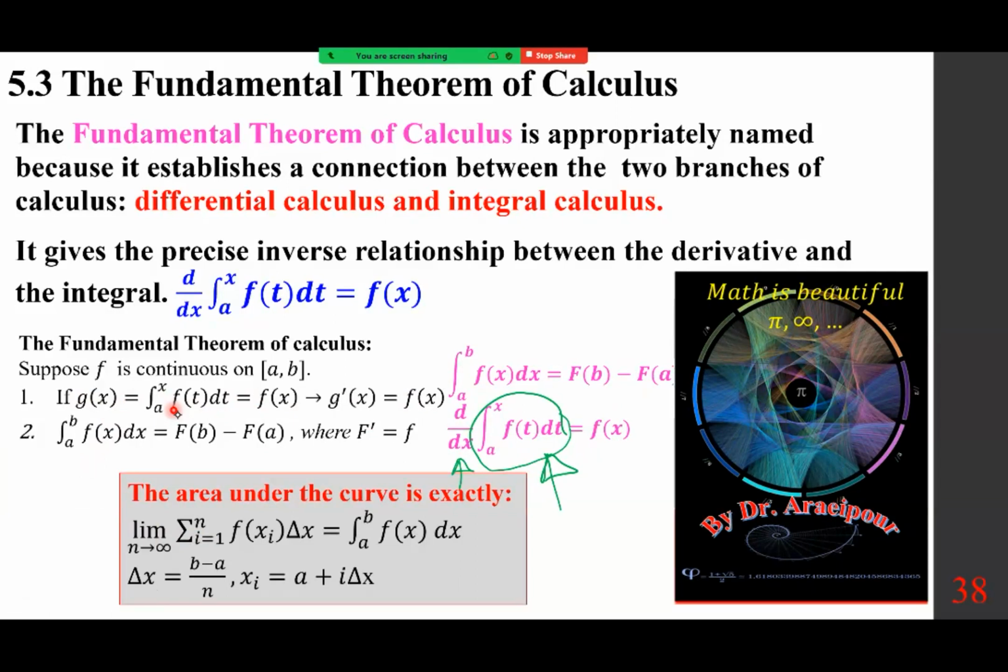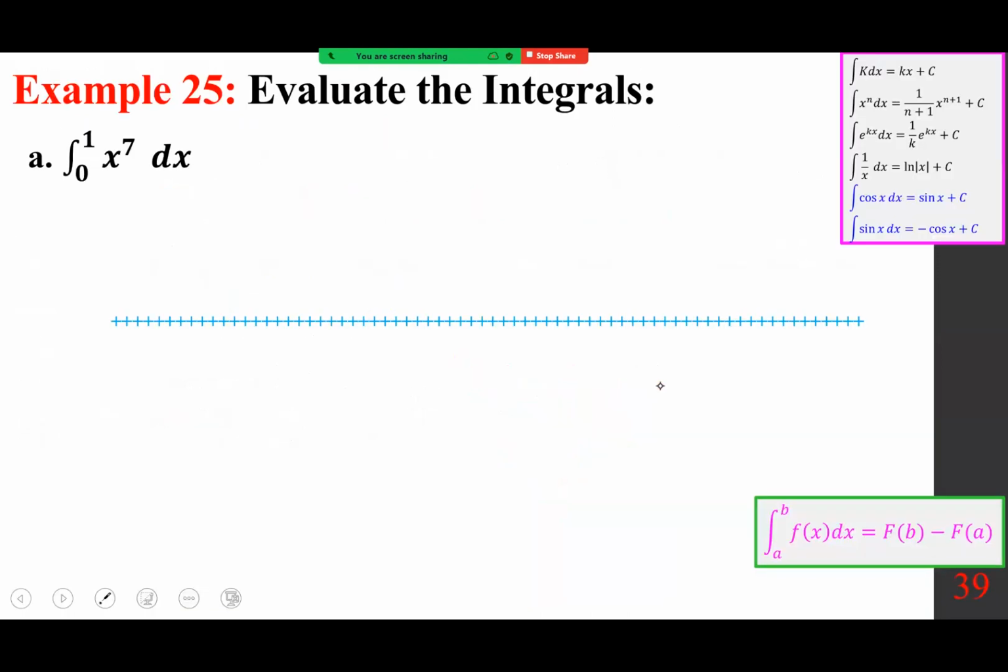Let's look at this concept first. Very simple. We are dealing with a definite integral, which means the result must be a number. So when you are evaluating the integral of x to the power of 7 dx from 0 to 1, first, the antiderivative of x to the power of 7 is 1 over 8 x to the power of 8. I don't need a constant, because even if I put a constant, it goes away. I'll show you in a moment.